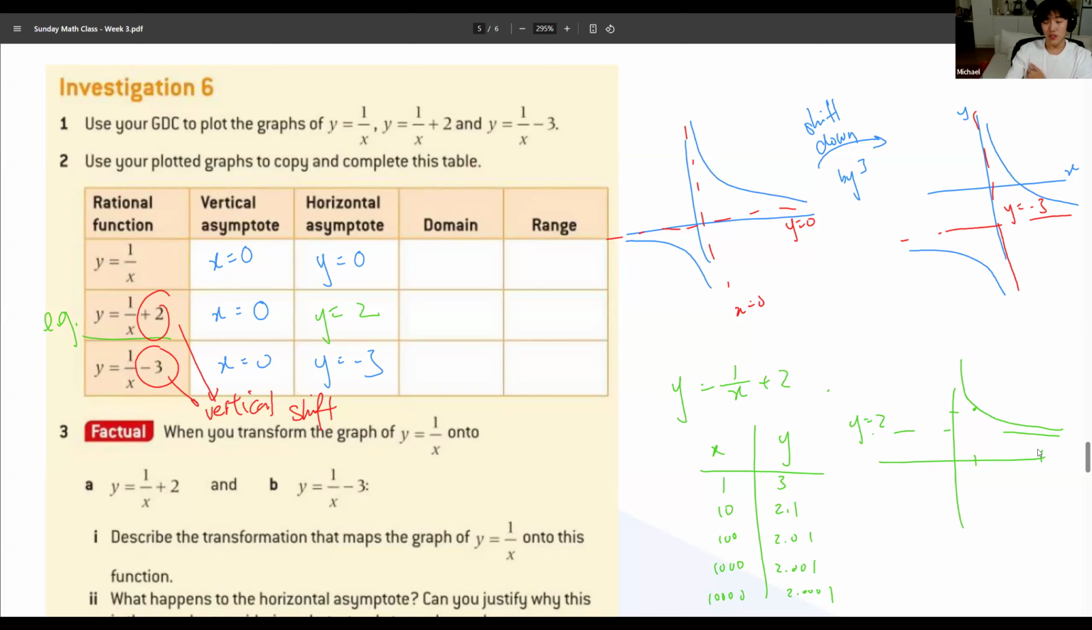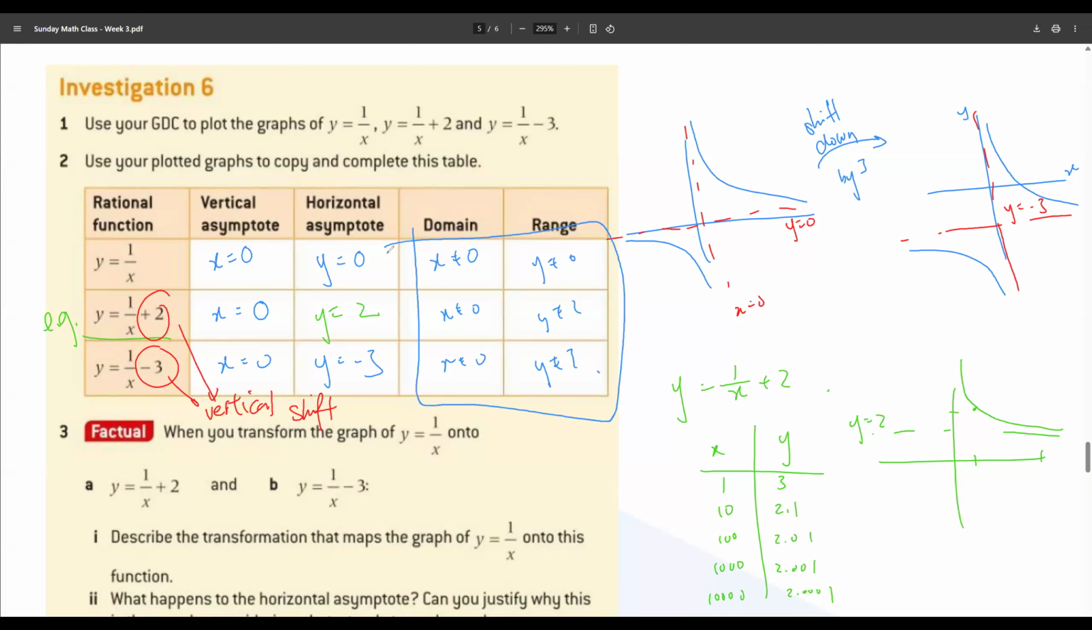So domain and range is actually pretty much the same because for a reciprocal function, they extend to infinity. So for domain and range, x can't equal 0, y can't equal 0, y can't equal 2, y can't equal -3. Okay? Adriana, you don't have to worry about this. Ryan and Hannah, do you guys get this?